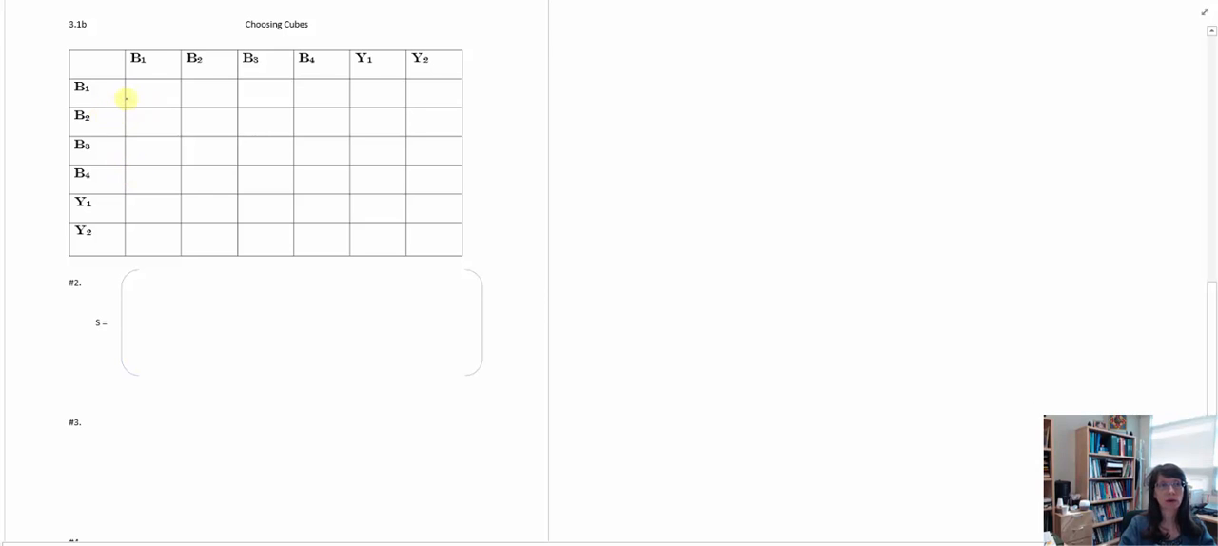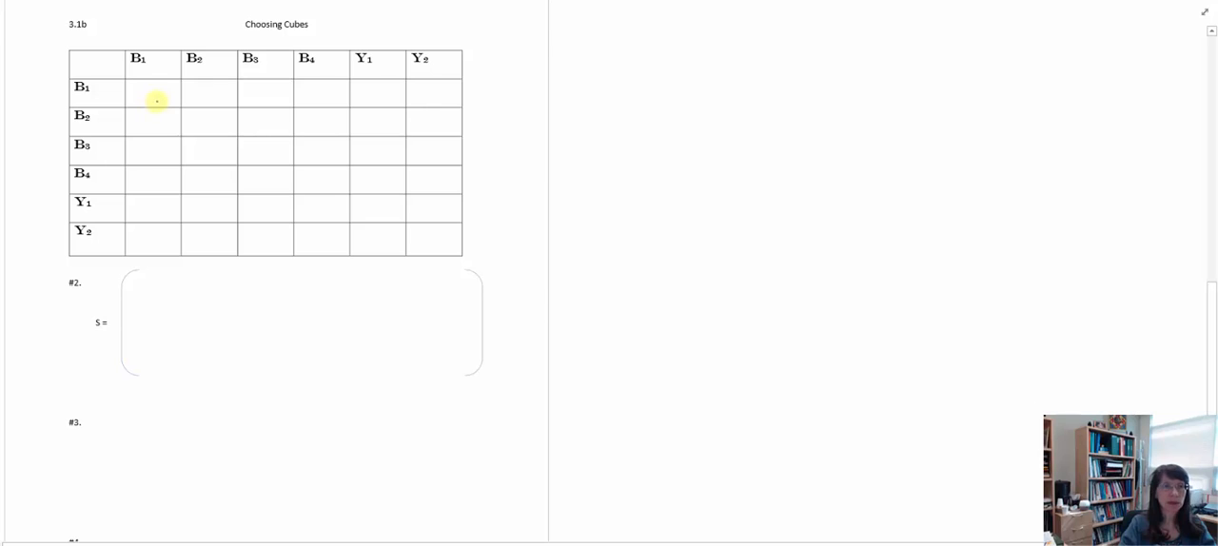For this diagram, we're going to fill in all of the possible choices of choosing 2 cubes. Across the top, since there are 4 blocks, they are assigned block 1, 2, 3, and 4 for blue, and y sub 1, y sub 2 are describing the yellow block 1 and yellow block 2. So if we have these 6 different blocks, is it possible to choose blue block 1 and blue block 1?